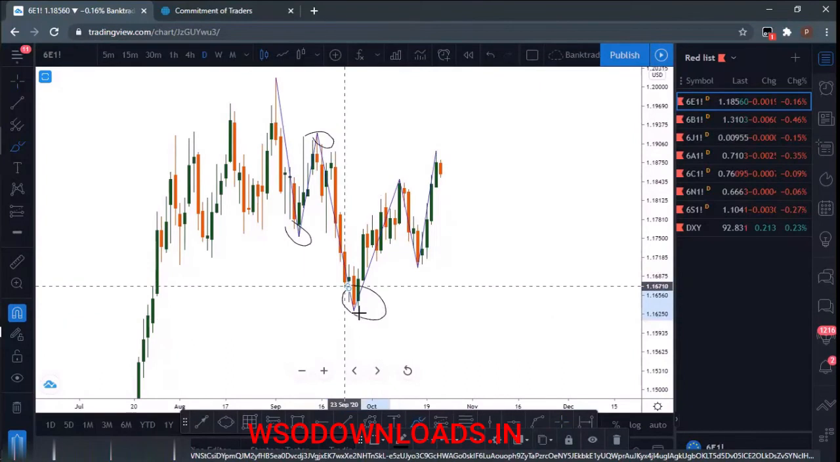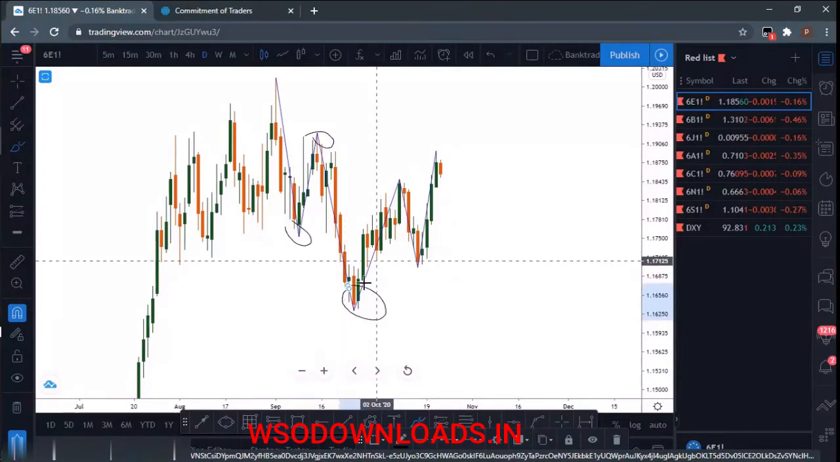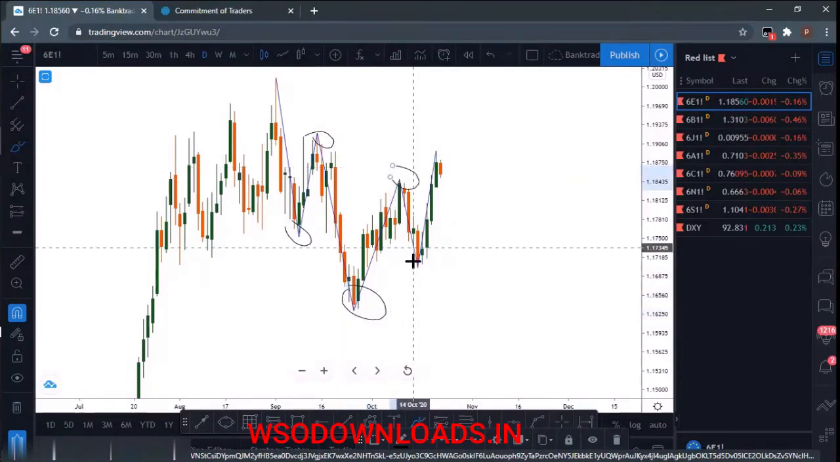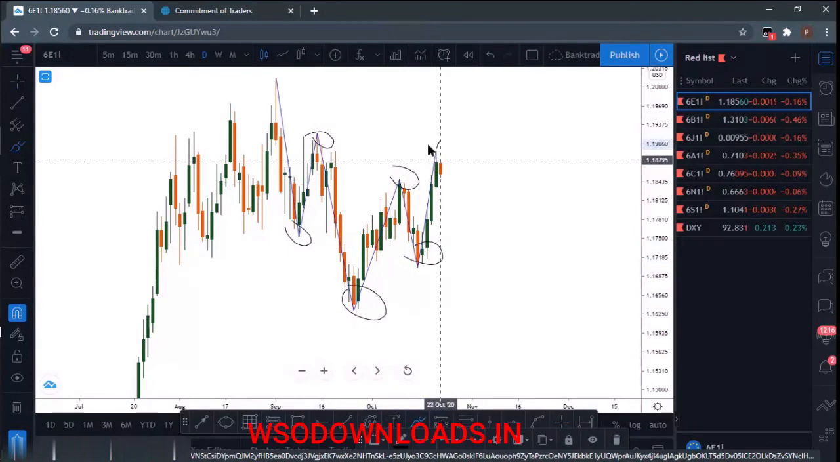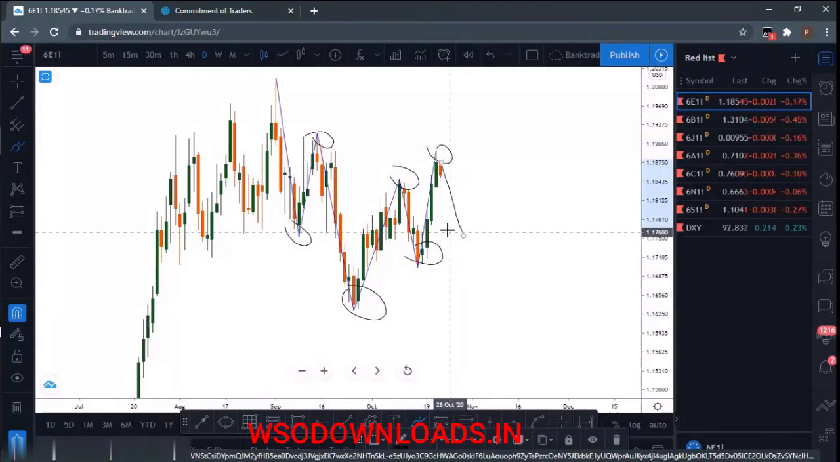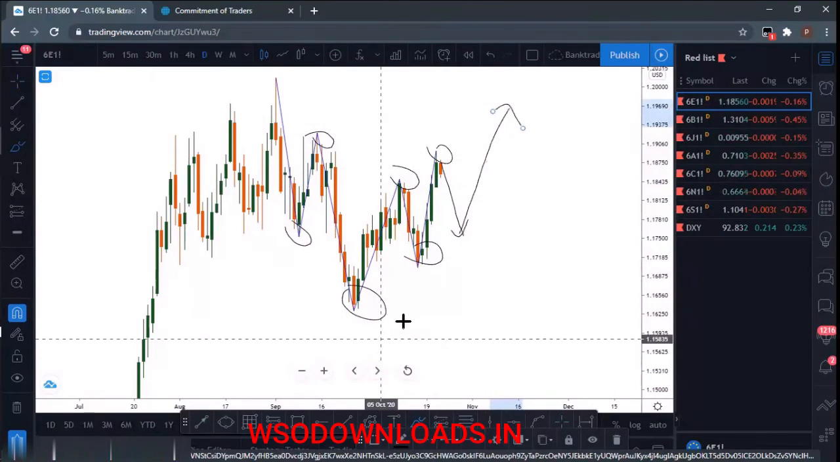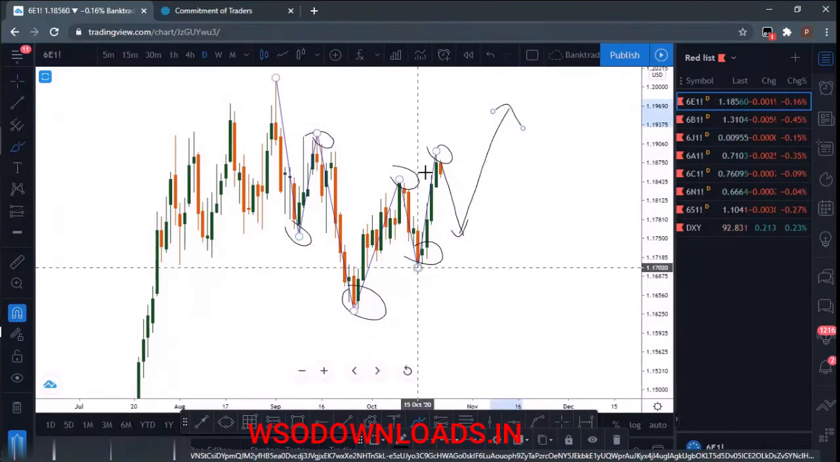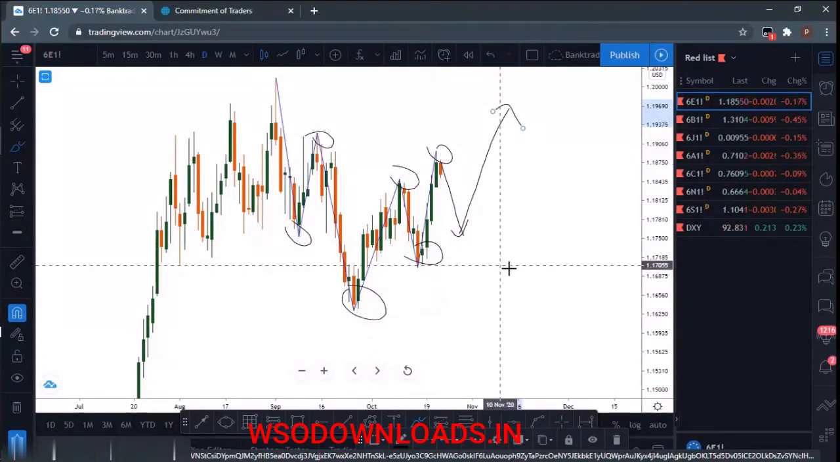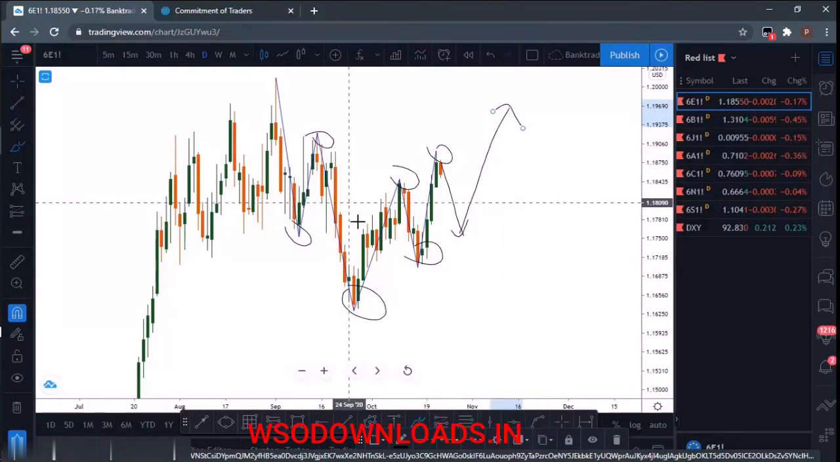Okay, so it ended up here, but now we are in this uptrend because we're making highs. So we can expect price to drop somewhere and then continue. But if it drops and breaks this, then it means we're going to be starting another new trend. Okay, so let me clear this out.